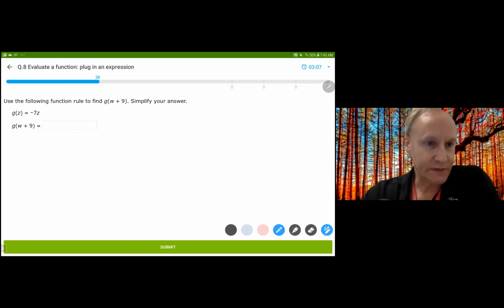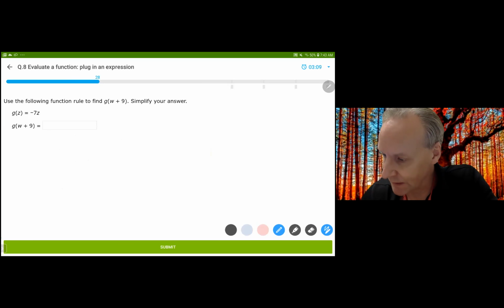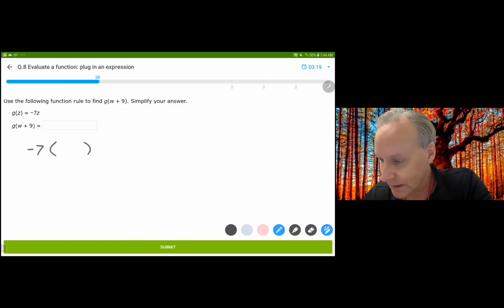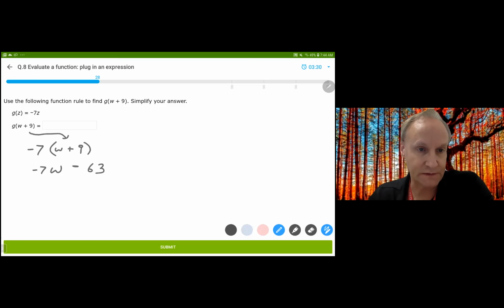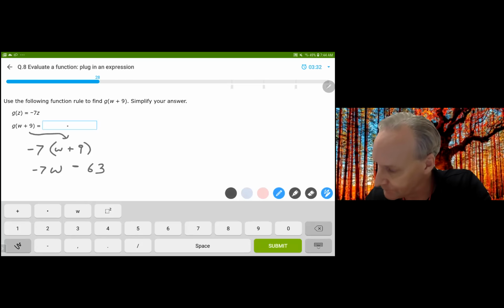We have a negative 7z. So we're just talking about negative 7z. Oh, no, we're not. Okay, so I got to be careful. Negative 7 times z. And z is going to get replaced with w plus 9. And that's going to be negative 7w minus 63. You could put plus negative 63. It's the same thing, but I'm just going to use the subtraction. Negative 7w minus 63. Looks good.